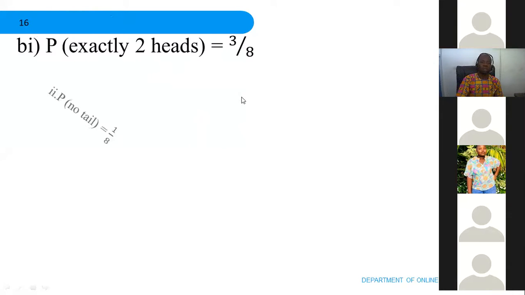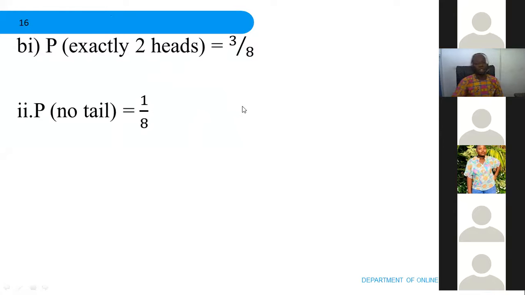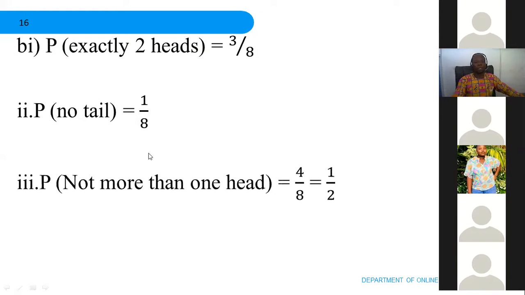The next will give us the probability that no tail. If no tail, it means that all the 3 coins will turn head. So we have 1 over 8, because only one of the events is going to give us a result without a tail.